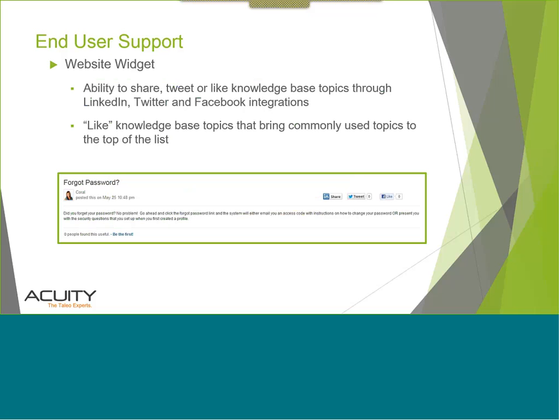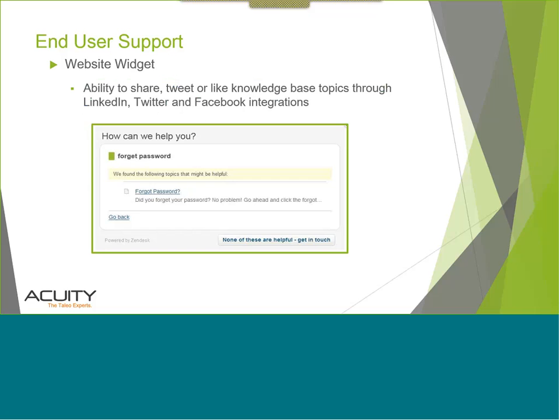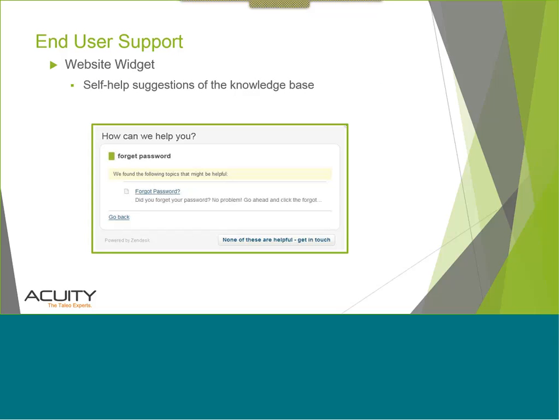They could like the topic, which would make it a commonly used topic at the top of the list for other candidates as well. But if they reviewed it and it didn't really help them, they could close the tab, and then they could click on none of these are helpful, get in touch.